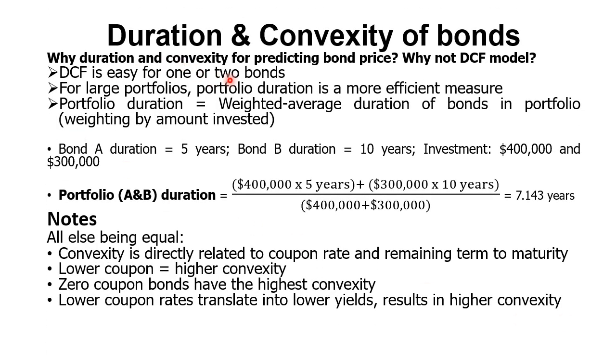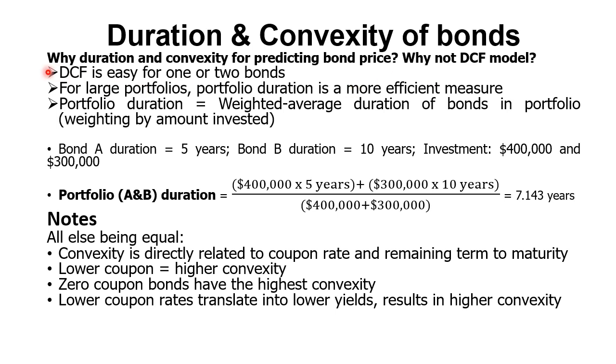Now, one valid question is, why should we go for such cumbersome calculations for duration and convexity and then use the formula delta P is equal to minus modified duration into delta YTM plus 1 by 2 into convexity into delta YTM square, if we simply can use the discounted cash flow model to calculate the expected bond price at different yields to maturity? Why should we do all this instead of directly calculating through the discounted cash flow model?